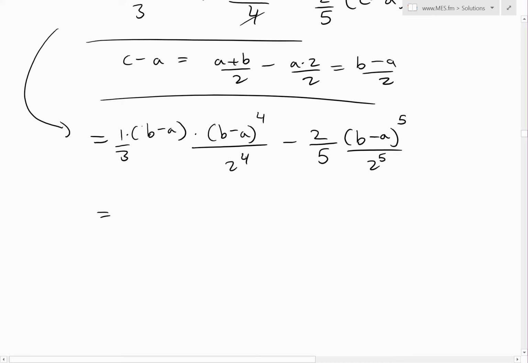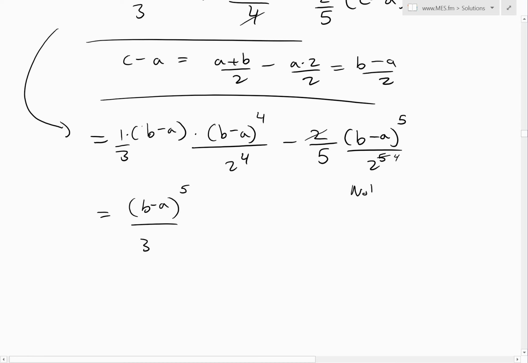Putting these together and simplifying further, this 2 cancels, and this would be a 4. What we're left with is b minus a to the 5th, which is b minus a times b minus a to the power of 4. Those combine, and this again is going to be 3. And then this is going to be 2 to the 4.